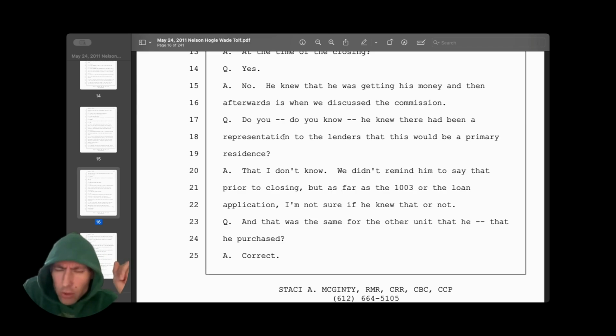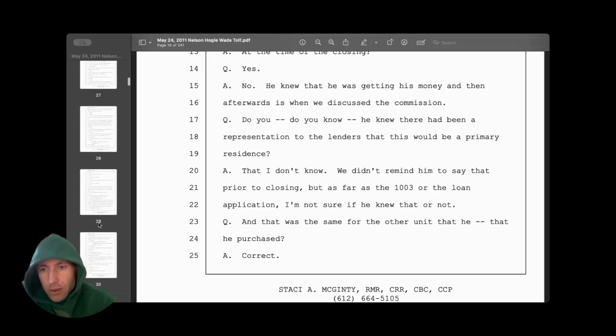Answer. That I don't know. We didn't remind him to say that prior to closing. But as far as the 1003 or the loan application, I'm not sure if he knew that or not. Page 23, line 23. And that was the same for the other unit that he had purchased? Answer. Correct. Now let's go down to page 39.